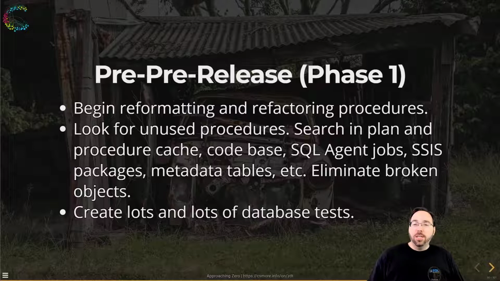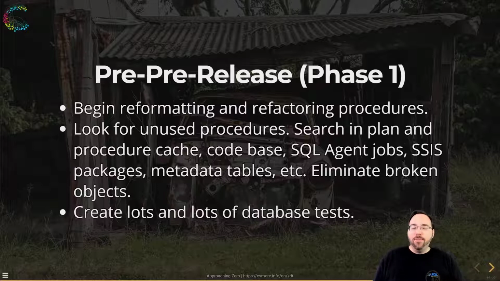So areas where we looked, if it's in the plan or procedure cache, it's obviously in use. If it's in the code base, it's probably in use. If it's in a SQL agent job that's running, it's in use. The SSIS package, or if it's in some metadata table, anywhere where you can find it in source control, anywhere where you can find it as referenced in another procedure that's used, well, this thing's in use.